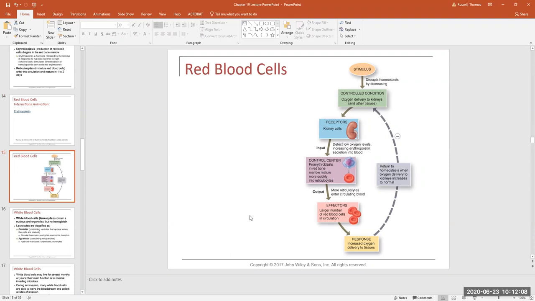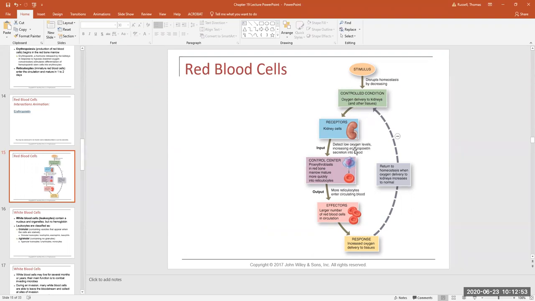So the governing stimulation to control how many red blood cells are made, the stimulating factor, I should say, is the oxygen carrying capacity of the blood. How much oxygen is in the blood means something. If we start at the top, there's some kind of stress or stimulus that disrupts homeostasis by decreasing oxygen delivery to the kidneys and the other tissues in the body. Luckily for us, the kidneys are sensitive to low oxygen. So the cells in the kidney that are sensitive to low oxygen say, hey, we don't have enough oxygen. We better release EPO, erythropoietin.